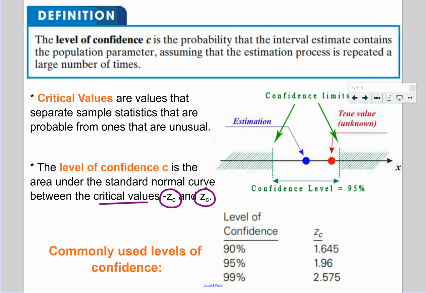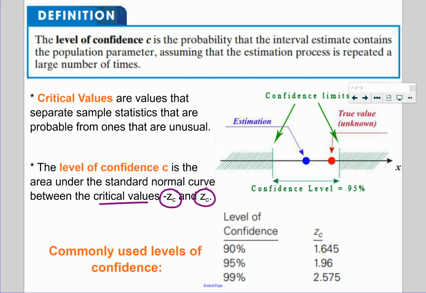The level of confidence you're going to be given or asked for is always going to be a percentage. The critical values are the numbers on your z chart that between those values that percent is contained. So that is the area under the curve. They will always be opposite numbers. So let's say I have a level of confidence of 95%. My critical values will be opposite z-scores where the area between them is 0.95.